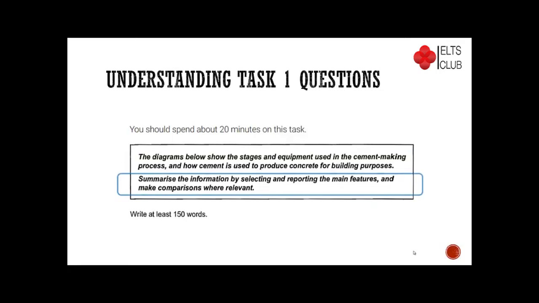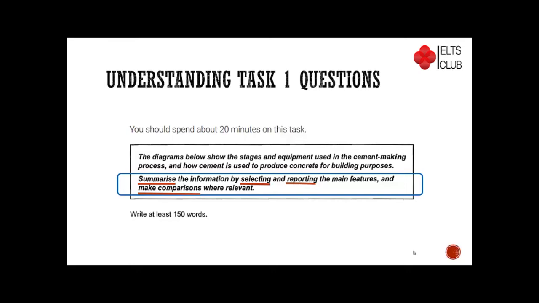The next paragraph tells you what you're supposed to do, and it contains 1 or more verbs. In this example, you are asked to summarize the information. Summarize the information by selecting and reporting the main features and make comparisons where relevant. The word summarize suggests that you don't need to write about all the data in the visual.